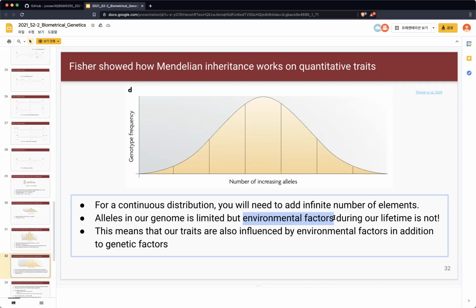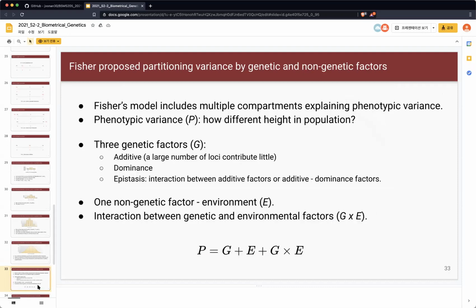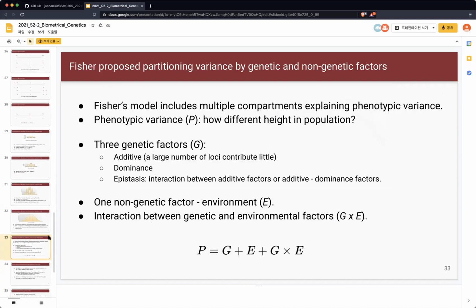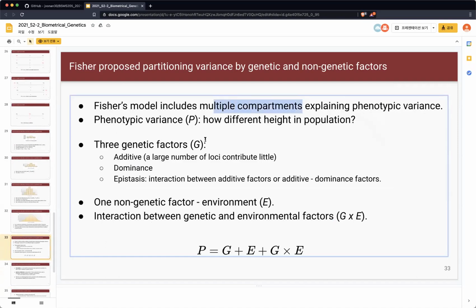So the traits are influenced by a number of genetic loci, but also by a number of environmental factors. That is the key concept Fisher proposed in the early 20th century. Fisher's model includes multiple compartments explaining phenotype variance. Multiple compartments means many different genetic factors and also non-genetic factors.